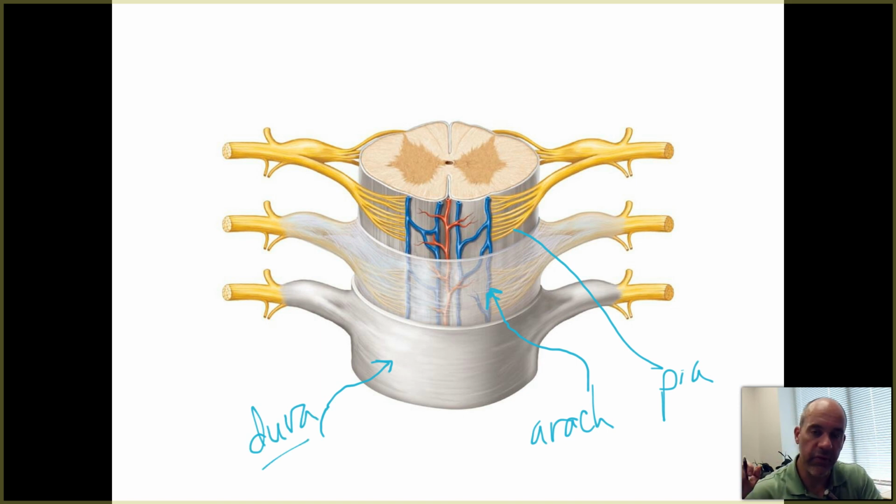And the dura mater is the toughest. It's not quite as thick as the dura mater around the brain. If you ever get to do an actual brain dissection at some point, you'd be very impressed with how tough that dura mater is around the surface of the brain.